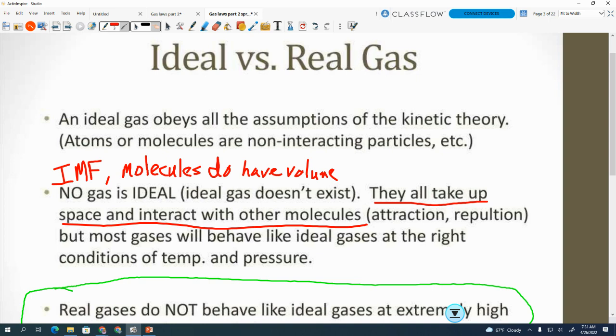But gases will behave more ideally if they're in the right conditions. And those conditions are based off of temperature and pressure.